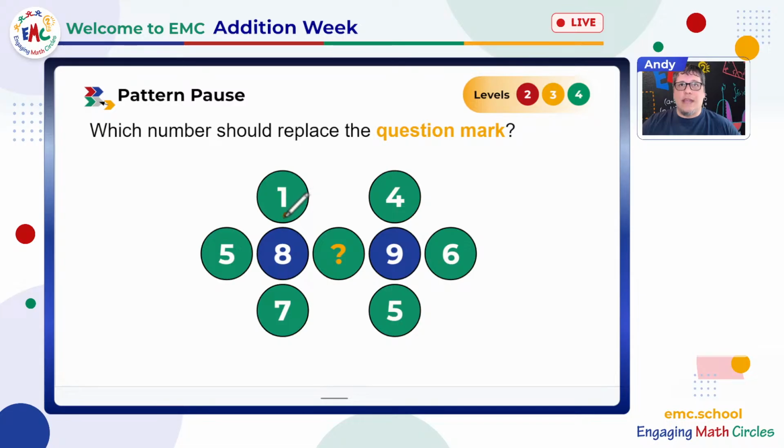Yeah, that's right. We're going to add the numbers above and below to get 8. 4 and 5 make 9. So let's look across now. We have 6 and 9. What's missing here? 5 and 8. What's missing there? Should be the same number. And it is, in fact, 3. If you got 3 earlier than me, great job. Keep it up.